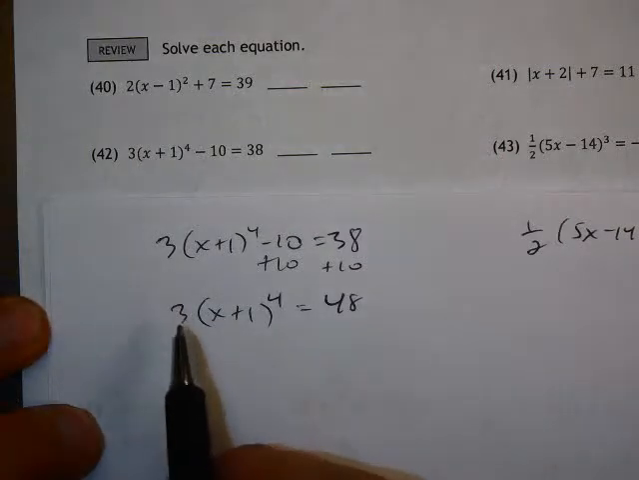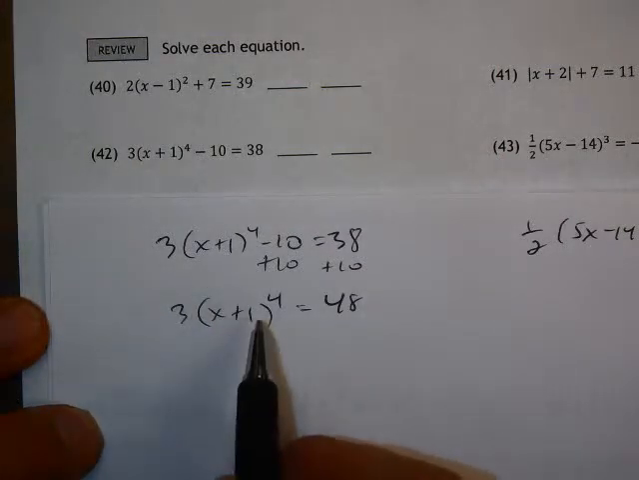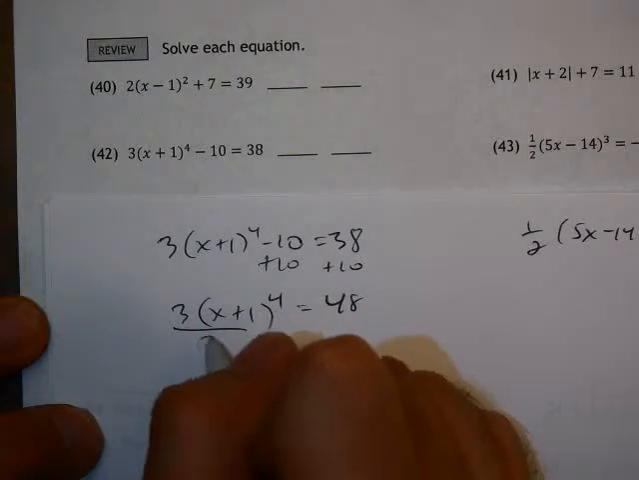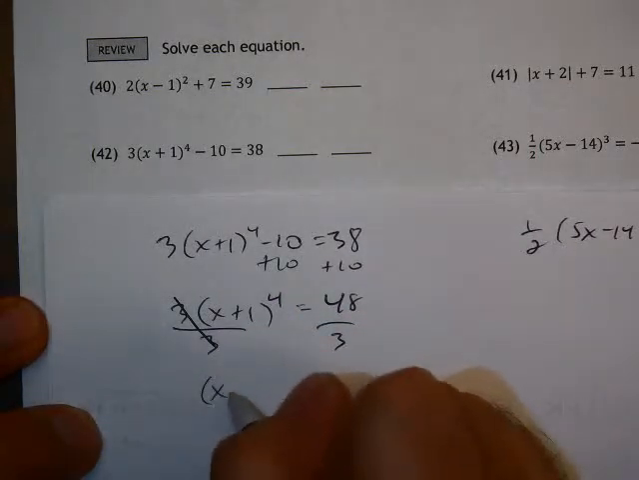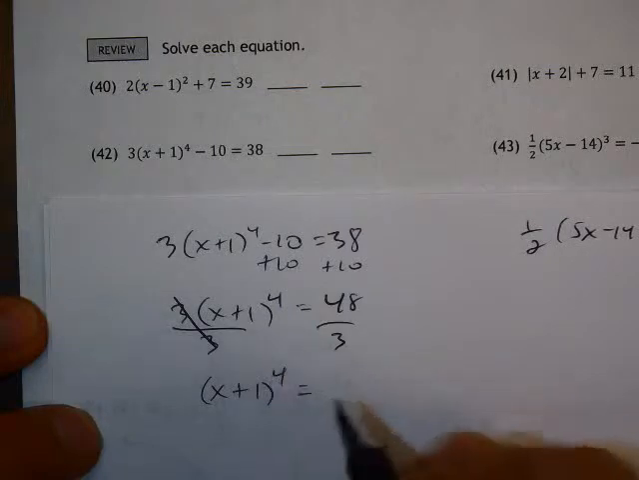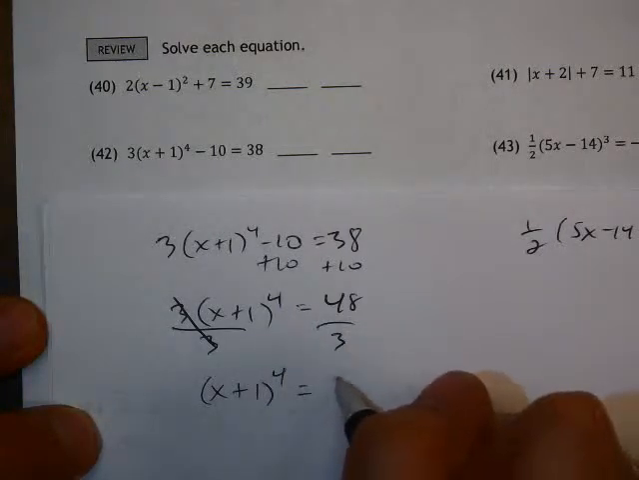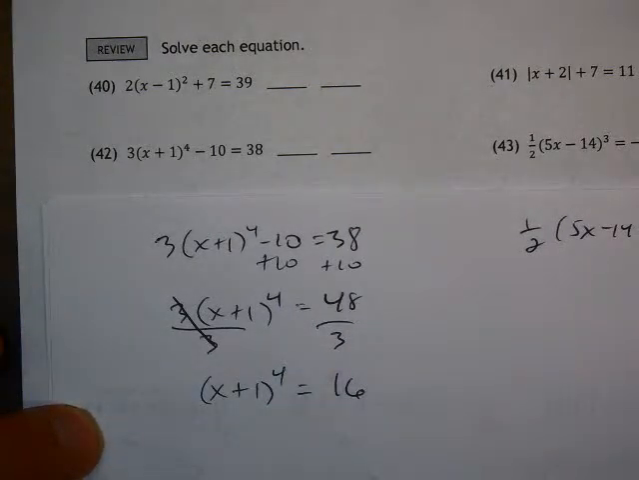Now I want to get rid of the 3. You can't multiply this inside, but you can divide both sides by 3. That'll cancel there. Leaves me with the quantity of x plus 1 raised to the fourth. This divided gives me 16.